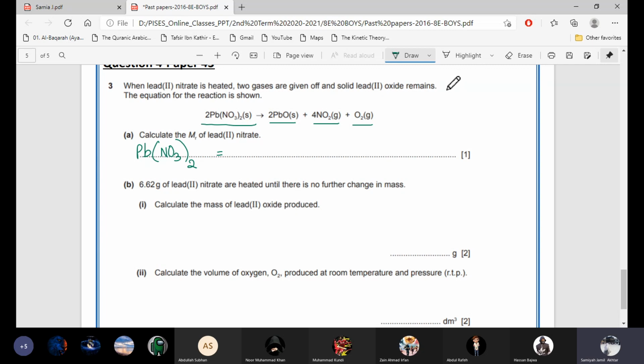What is the atomic mass of lead? 207. Okay, 207 is lead, nitrogen is 14 and oxygen is 16. Ma'am, it is 331.